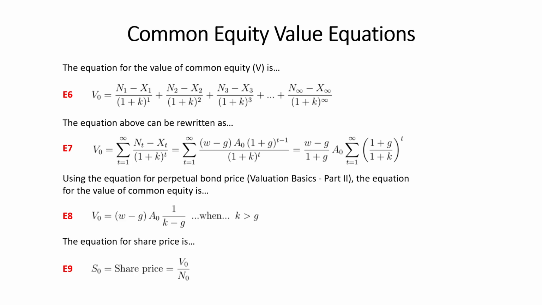Now, in order to get a per share value, I want to take that value of all common stock and divide that by the number of shares. And we do that in equation 9 below.